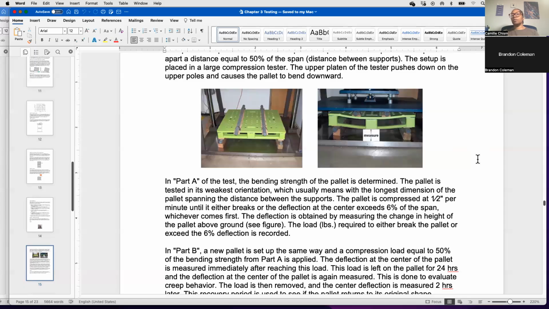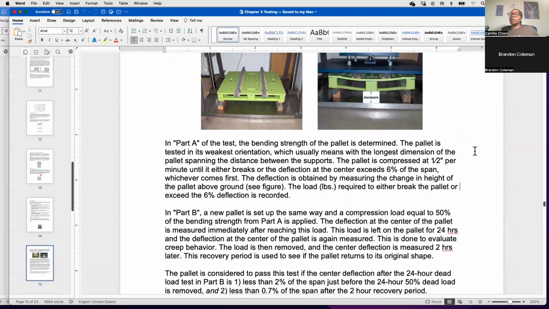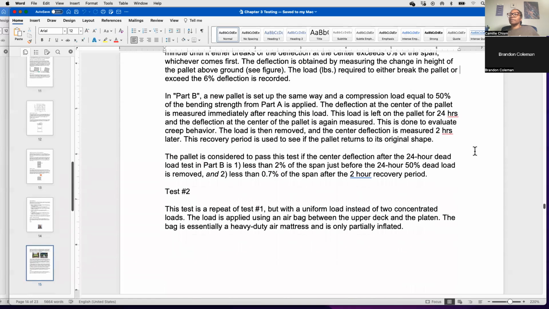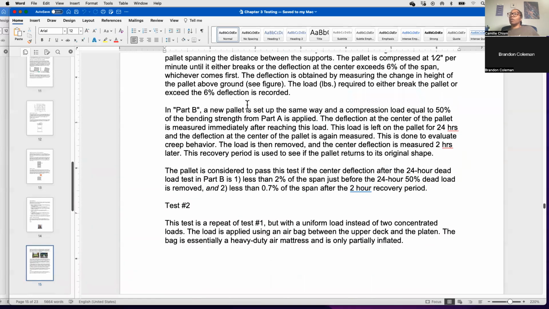So, again, this one you're looking at, what is it going to take to cause that pallet to fail? And in this one, they're talking about the 6% failure here, or breakage. So basically saying if you have more than 6% deflection, it's really considered failure, even if the pallet itself doesn't break. They know that fatigues the pallet enough. The pallets are made to withstand that much deflection. Anything after that could lead to long-term failure.